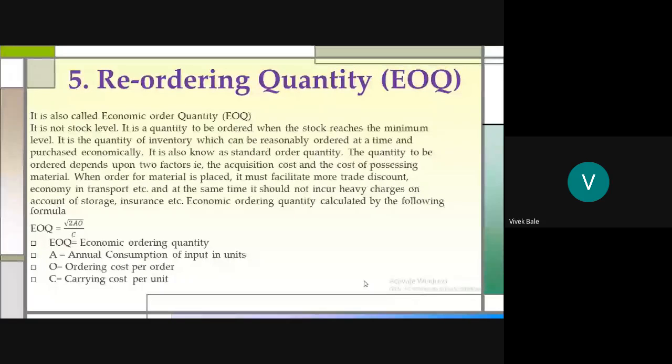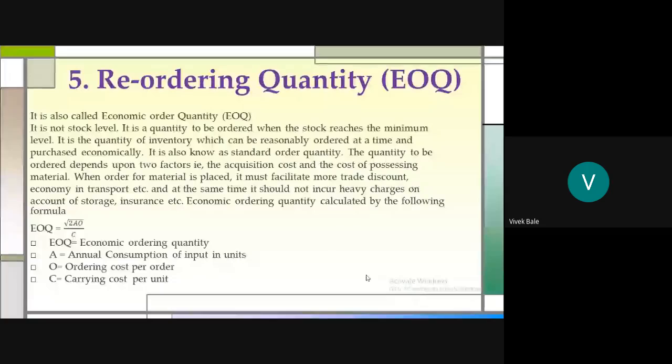Therefore economic order quantity should be calculated using the formula, and the famous formula for EOQ is the square root of 2AO divided by C, where EOQ means economic order quantity, A stands for annual consumption of input in units, O stands for ordering cost per order, and C stands for carrying cost per unit per annum. So this is known as economic order quantity. It is not a stock level, but it is an economic order quantity.